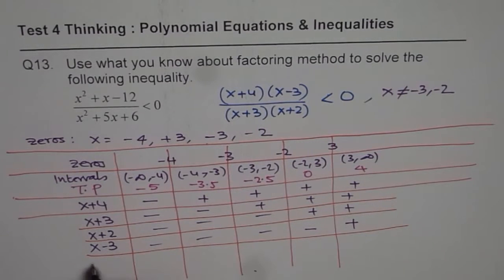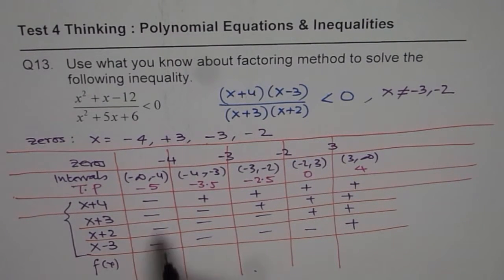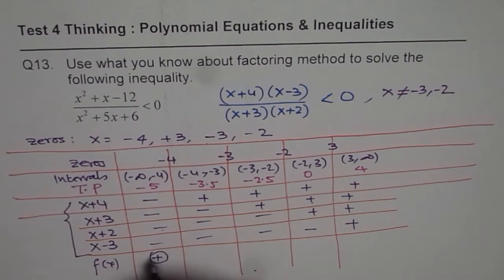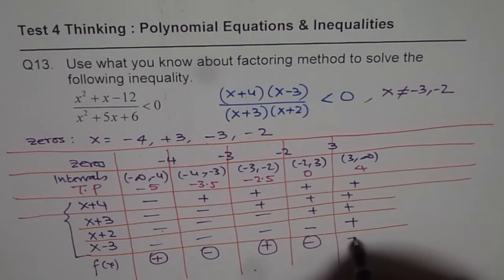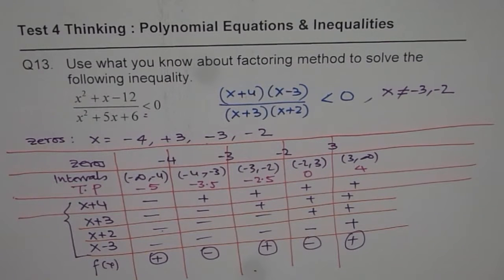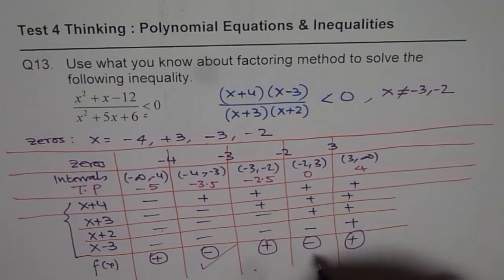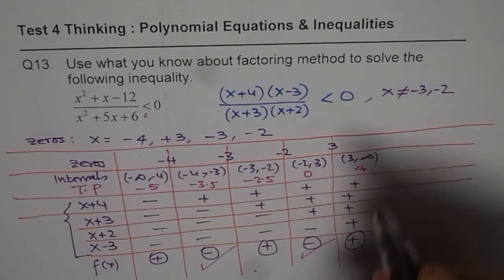And now this is our function. Our function is the product of all these. That means in the first region we are multiplying 4 negatives. What do we get? We do get a positive. 3 negatives will give us a negative. So positive, negative, positive, negative, positive. What do we need? We need negative as our solution, less than 0, right? So these are the solutions. Do you get the idea? So apply what you have learned and then write down your solution, correct?